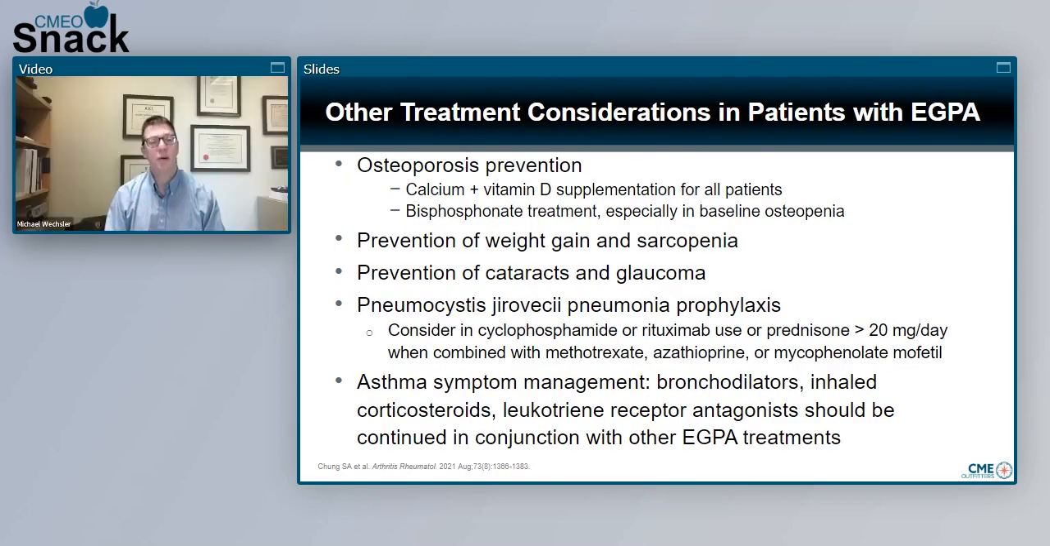Right. And one other question I wanted to ask you relates to how do you address some of the potential steroid side effects, such as the risk of osteoporosis? Do you use prophylactic therapies in any of your patients?